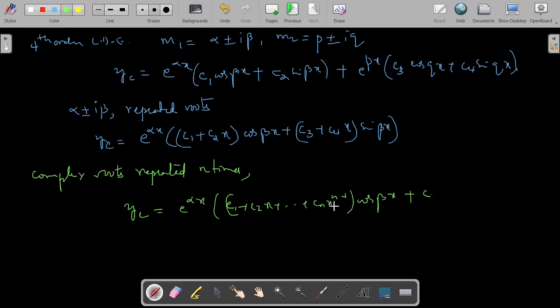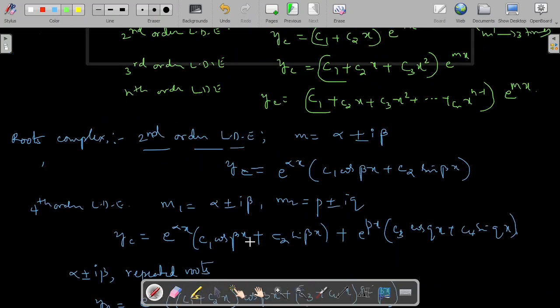c1 dash, you can take, because the rest are all taken before, plus c2 dash x, and so on up to cn dash x power n minus 1, into sin beta x. This is how to write the complementary function when you have complex repeated roots and it is repeated n times.